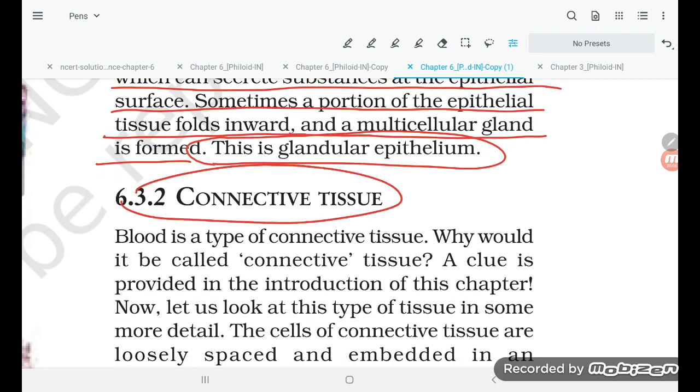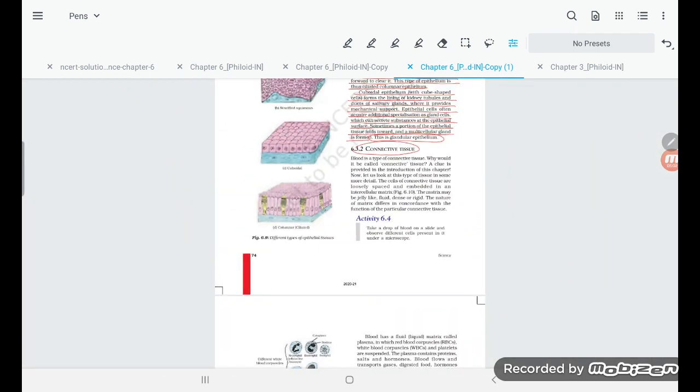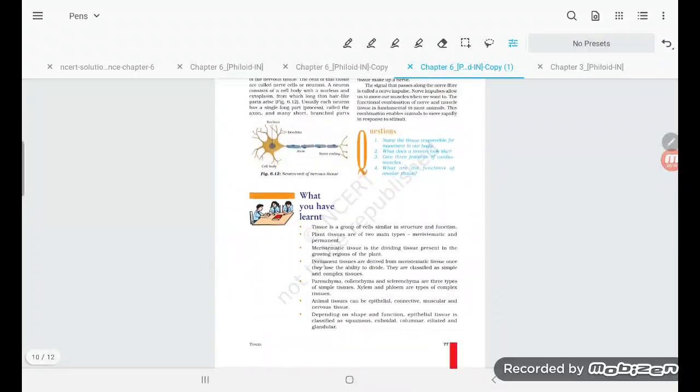Now we need to understand the connective tissue, students. Okay, in the next video we will study the connective tissue.